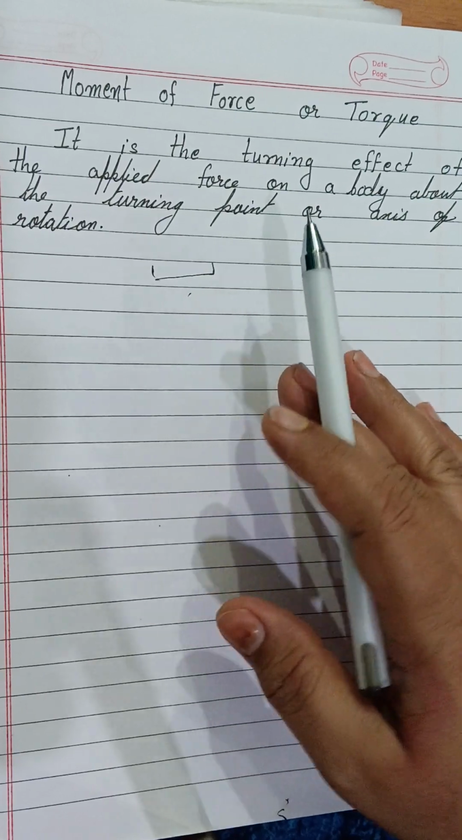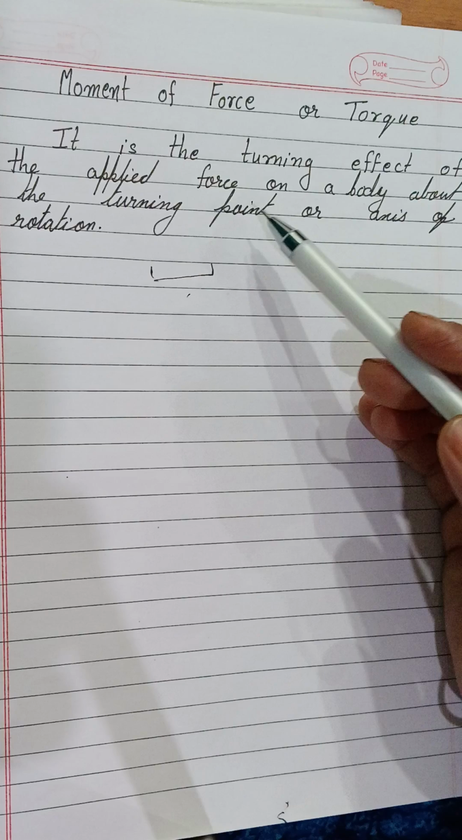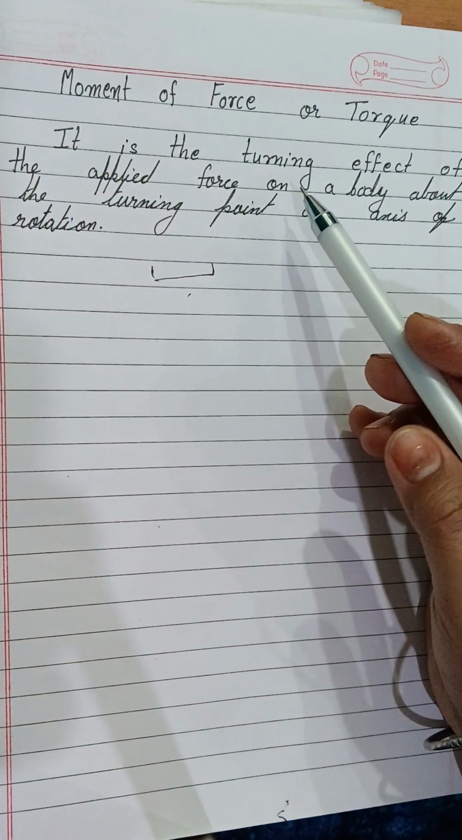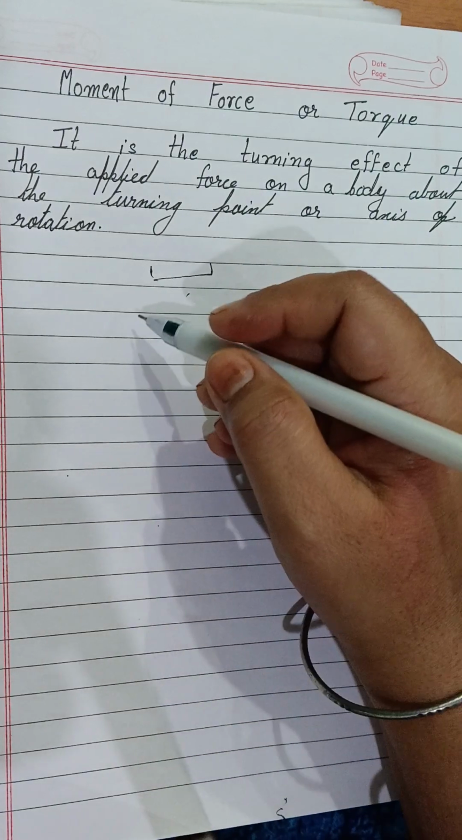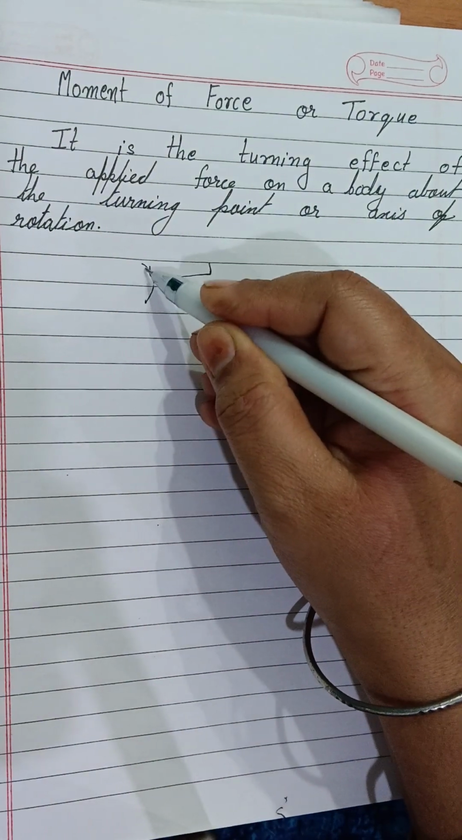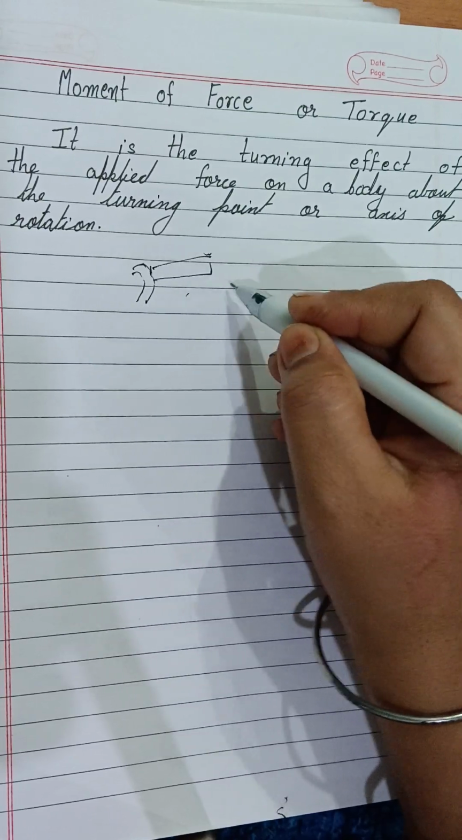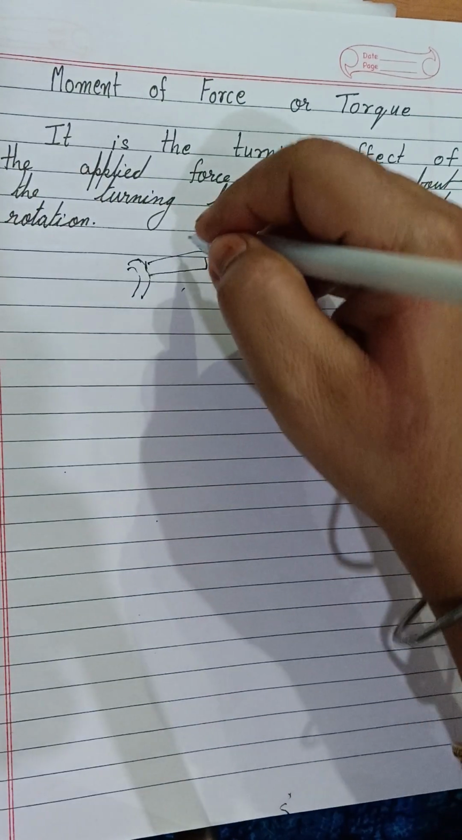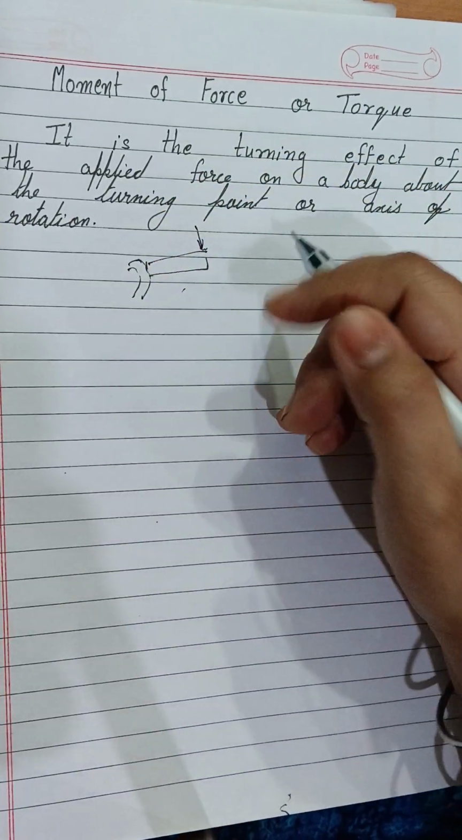So these terms are very important for the moment of a force, and this is also the definition of a moment of a force or a torque. An example is a spanner, an example of the turning effect of a force. You can apply the force over here, and then it is going to be rotated like this.